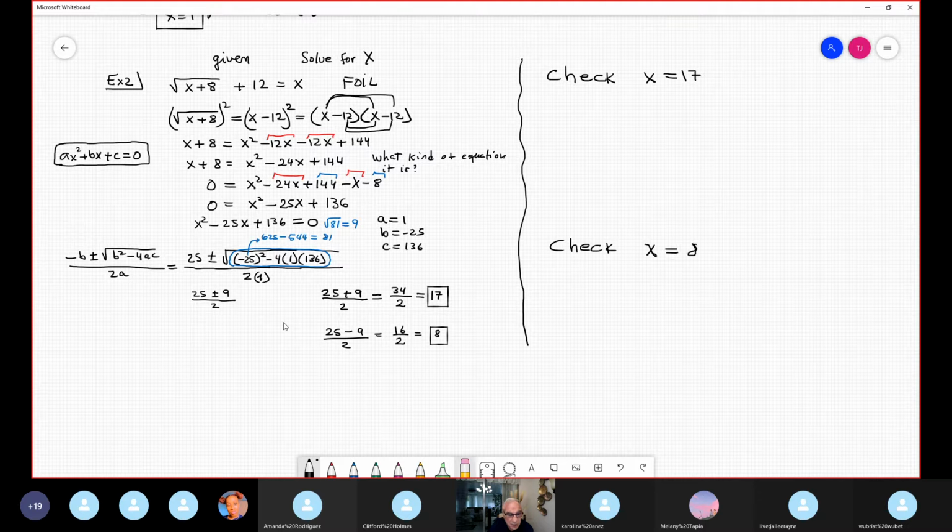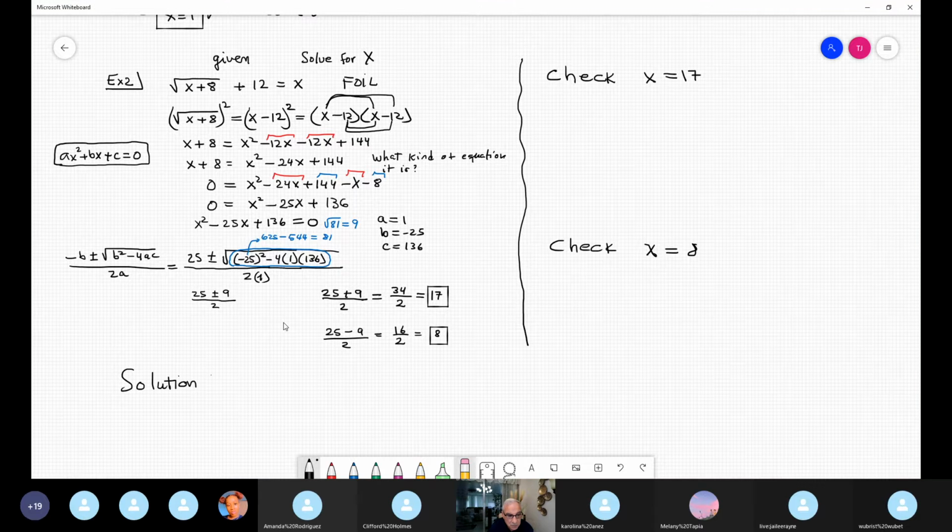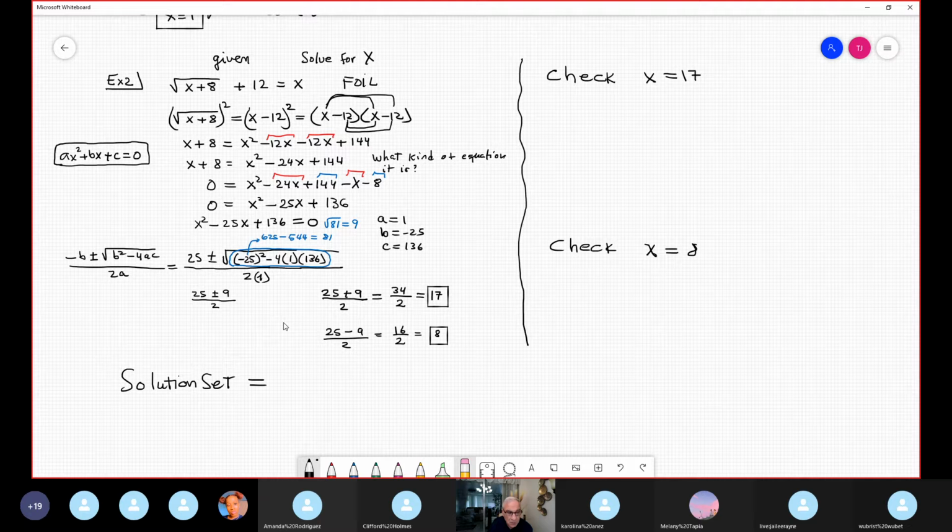And finally here I write solution 7. Okay, let's do it. And the original equation. What is the original equation? This is the original equation.